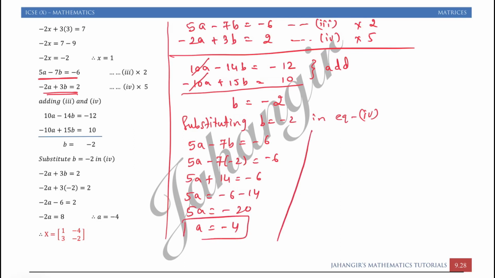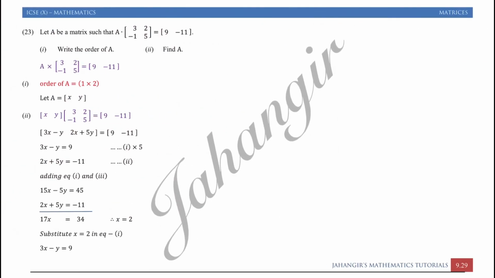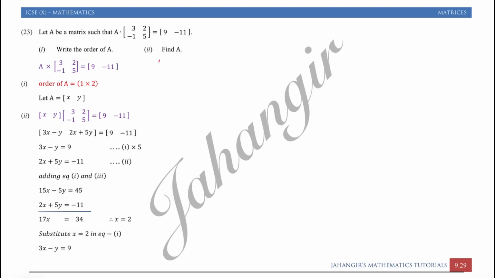So we got the matrix, that is, it was X, Y, A, B. So what was X? X is 1, Y is 3, A we have minus 4, B we have minus 2. Hope you got this type of question. Still we have to do 3 more questions based on this pattern.